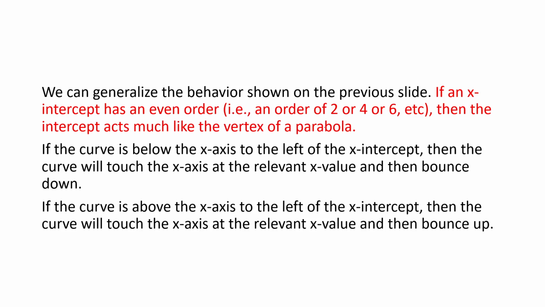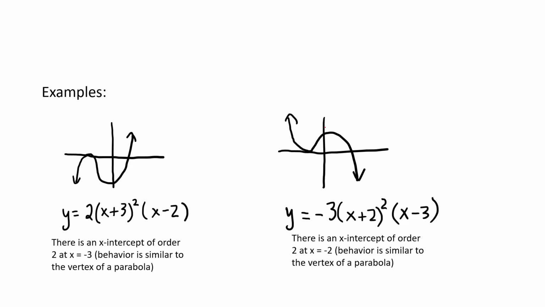If an x-intercept has an even order, then the intercept acts much like the vertex of a parabola. If the curve's below the x-axis to the left of the x-intercept, the curve will touch the x-axis at the relevant x value and then bounce down. If the curve is above the x-axis to the left of the x-intercept, then the curve will touch the x-axis at the relevant x value and then bounce up. So here are a couple examples.